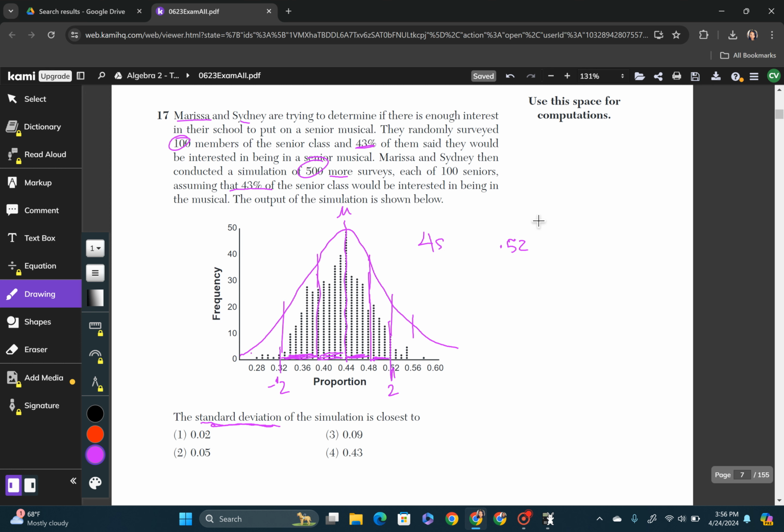So 0.52 minus 0.32, when I do that math, I get 0.20. So there are 4 standard deviations, and again, this is an approximation. I'm going to take that 0.20, from here to here is 0.52 minus 0.32, and divide it by 4 because there are 4 sections, 1, 2, 3, and 4. When I divide that, I get 0.05, which is closest to, it's actually right there. So again, I am estimating these, but I was able to make that work.